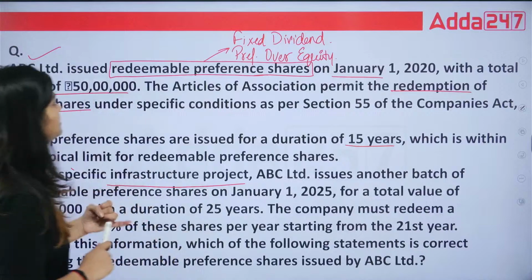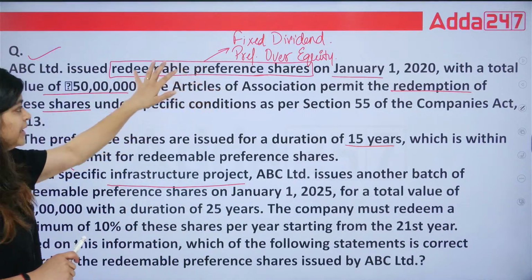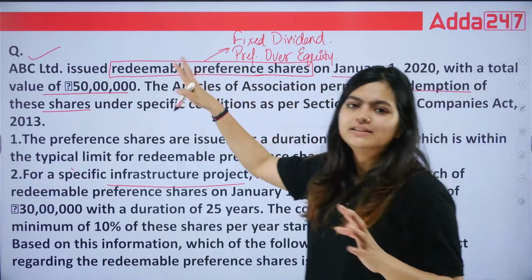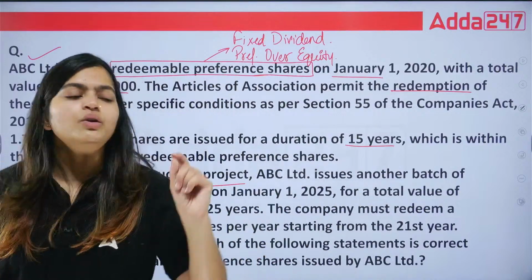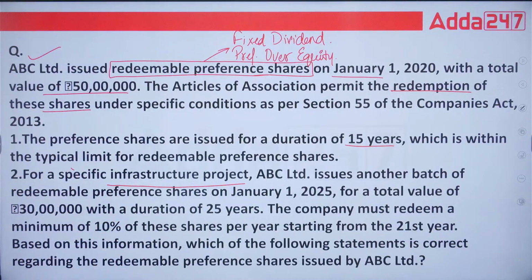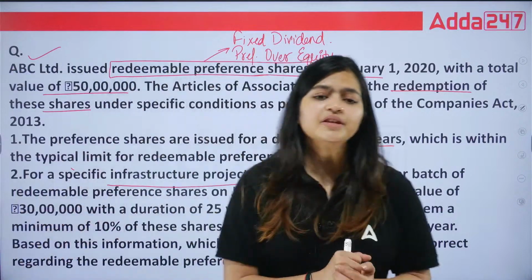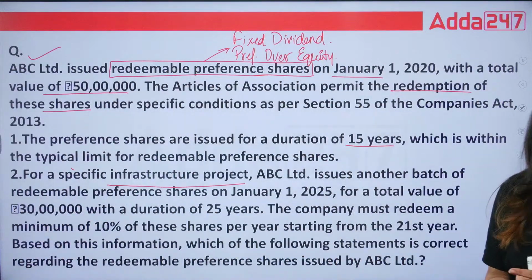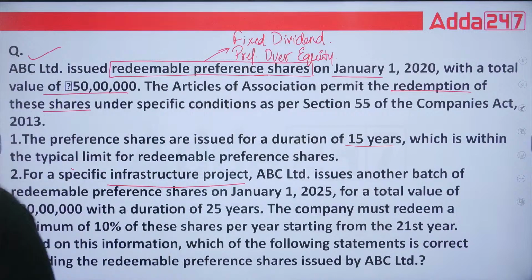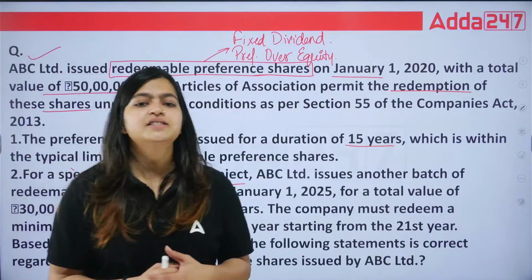So in the question they are already saying that it is redeemable preference shares. Redeemable preference shares means after a few years you are going to repay all their amounts. Okay, so in these options there are two different situations they are giving. So now the next question is, what is the maximum time limit for which you can issue the preference shares?